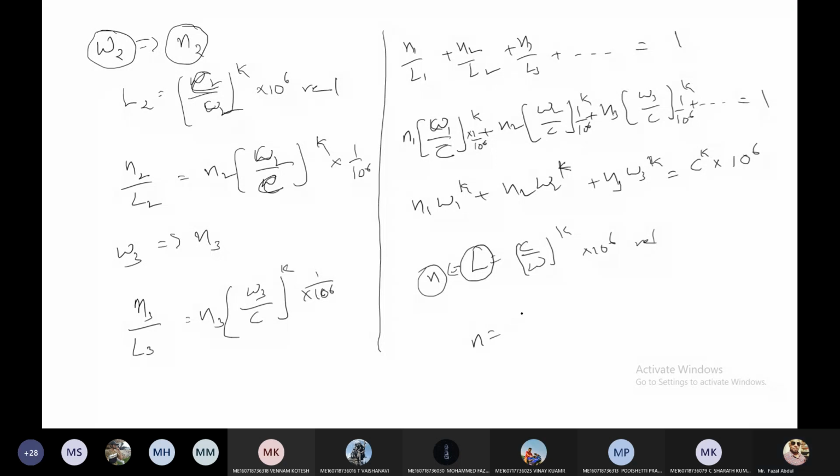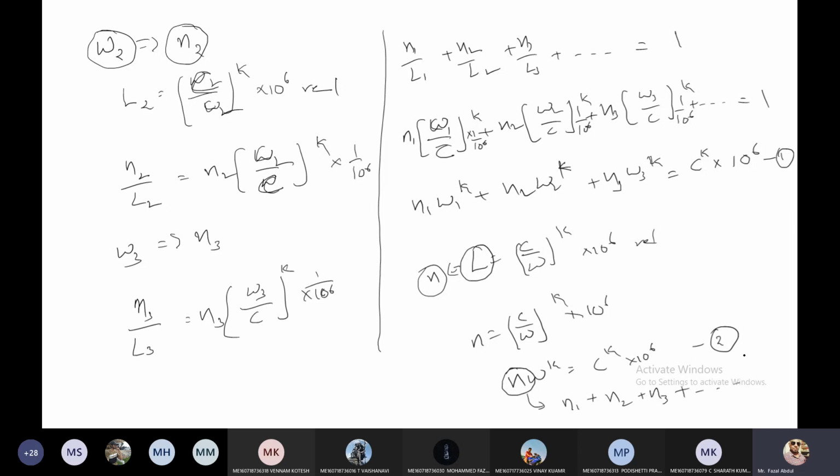N equal to (C by W) power K into 10 to the power of 6. So with this relation, N into W power K equal to C power K into 10 to the power of 6. Consider this as one equation, and the other as a second equation, where N, the total number of revolutions, is treated as the first time plus second time plus third time plus so on till the N number of revolutions.